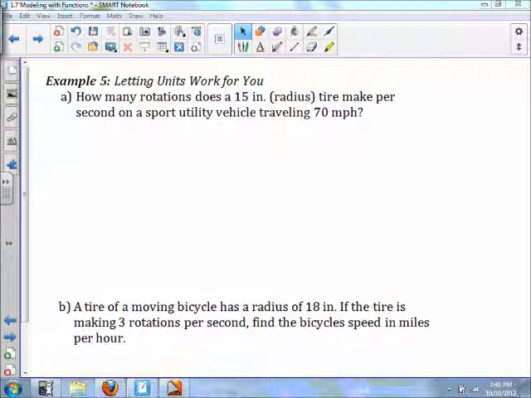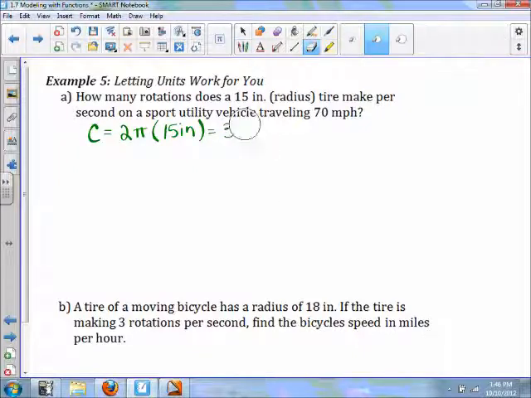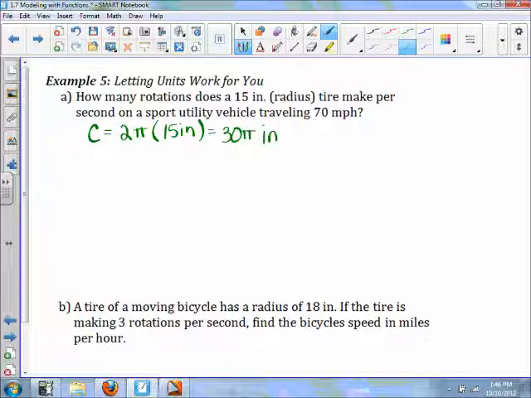Moving on to example 5, we're going to let units work for you. How many rotations does a 15-inch radius tire make per second on a sport utility vehicle traveling 70 miles per hour? Well, here's what we know. We know the circumference will be 2 times pi times 15 inches, or 30 pi inches. That's how much it's going to travel in one rotation.